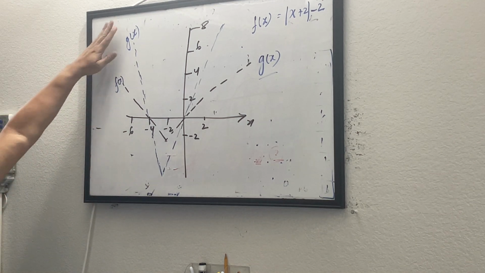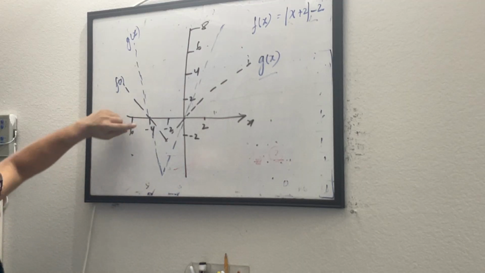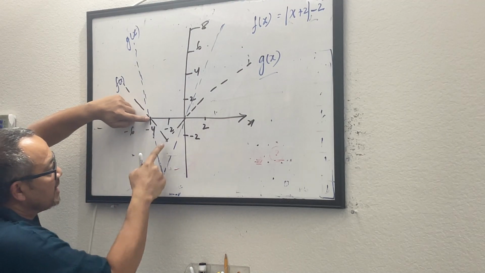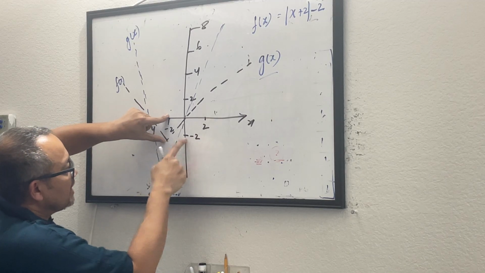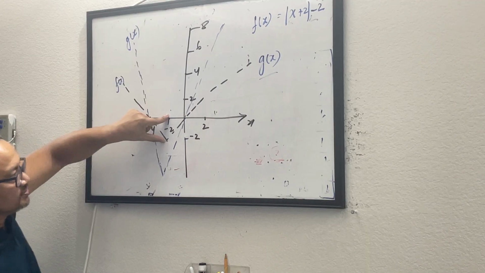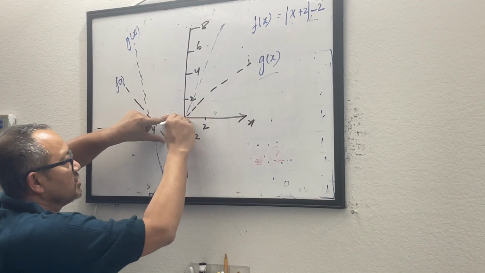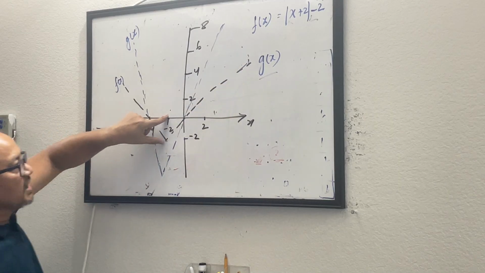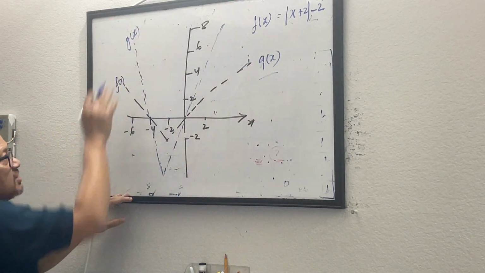So let me read this for you one more time. This is f of x. If you look at it carefully, it's going from minus 4, and at x equal to minus 2, it is at y equal to minus 2. And then it goes to this point, 0, 0. This is f of x. Now this is g of x. The blue one is g of x.